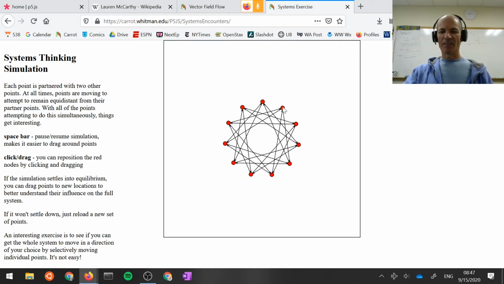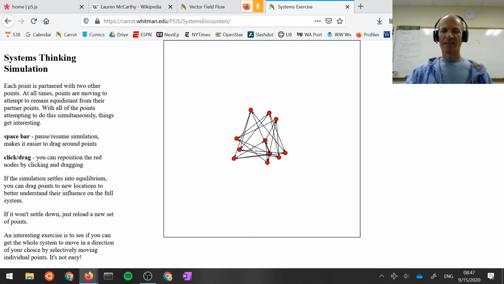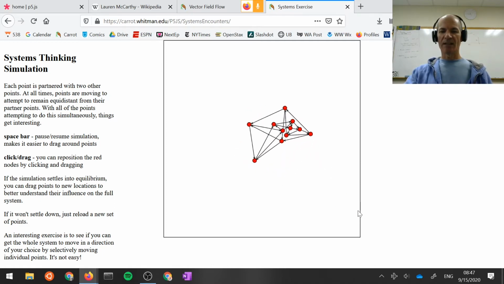Let me try again. All I'm doing is hitting the space bar to pause the simulation and then dragging dots around. And they're all struggling to be equidistant from their chosen partners. Sometimes it collapses like that. Sometimes it just keeps wiggling around forever. When they collapse like that, I usually pause it and pull one of them out and let it go again.